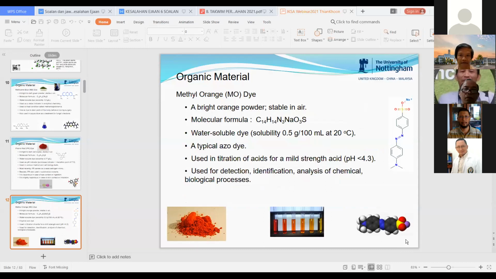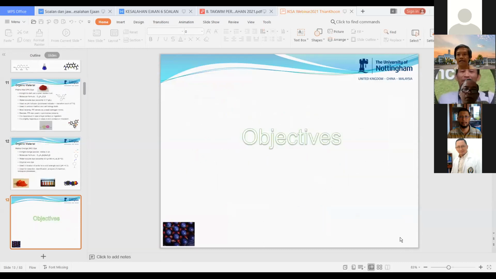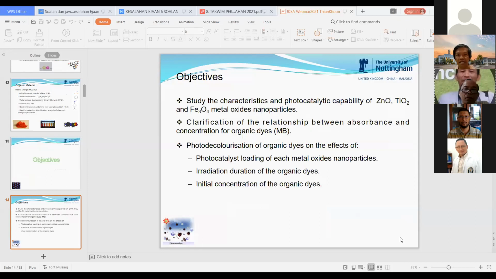The objective of these studies, as I said, has 2 parts. The first part, as I said earlier, is that we would like to look at what the capabilities of this metal oxide are. Is it able to degrade the organic dye? Each of them, whether they can degrade.